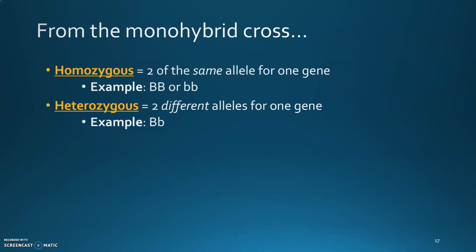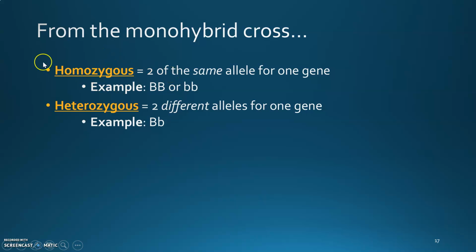And since we are diploid organisms, as are most other organisms, we have 2 alleles for every single gene. And sometimes those alleles are both the same.